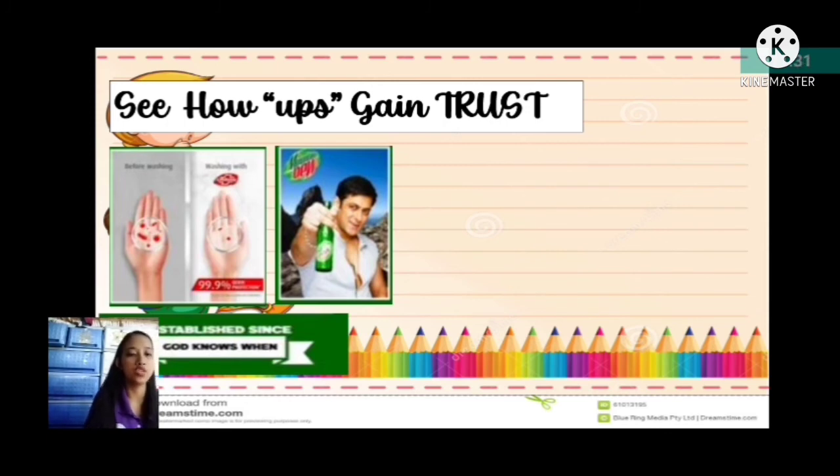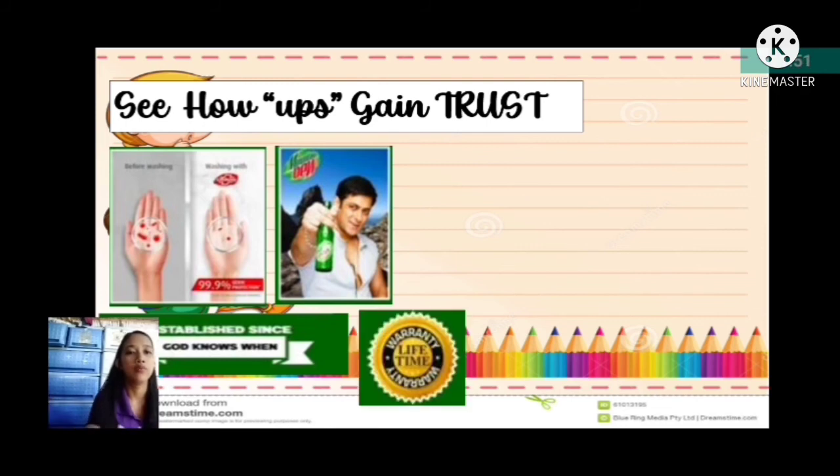The third picture is about how long a company has been in business. If the company says established since 1929, the customer thinks that this company has been in business for a very long time, which means that the product is really good. In the fourth picture, you can give guarantees and warranties. For example, a company like Doc Martens or Levi's says they're giving a lifetime warranty for your product, and if there is any manufacturing defect, they will exchange the product for you.